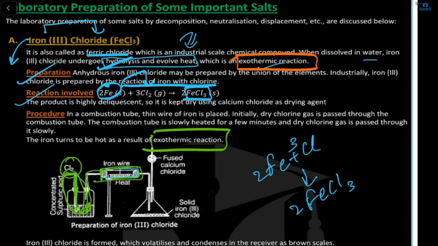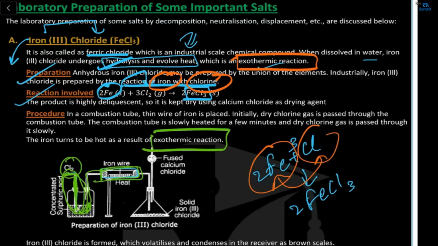Okay, but focus. So preparation is what we have to prepare by reacting iron and chlorine. This was the simplest one. Only with the help of these two substances, iron and chlorine, FeCl3 will form.